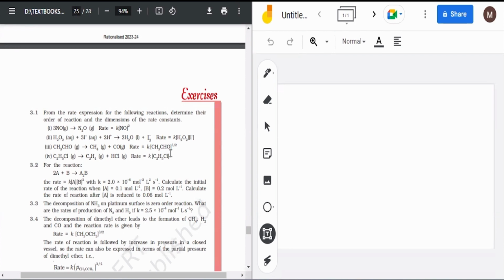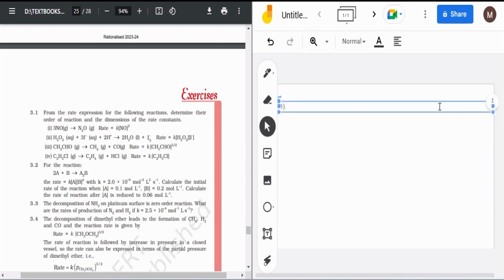Rate constant is nothing but K. What is K? I can define K as rate upon NO2 to the power 2, NO2 square. The unit of rate I told you earlier. In the first part, we are given rate is equal to K [H2O2][I minus], so K into square, so we can define K equal to rate divided by NO2 square.